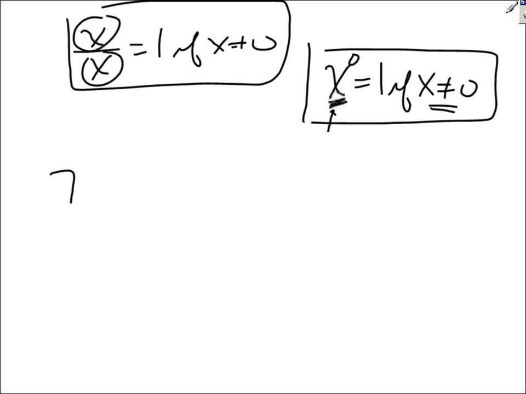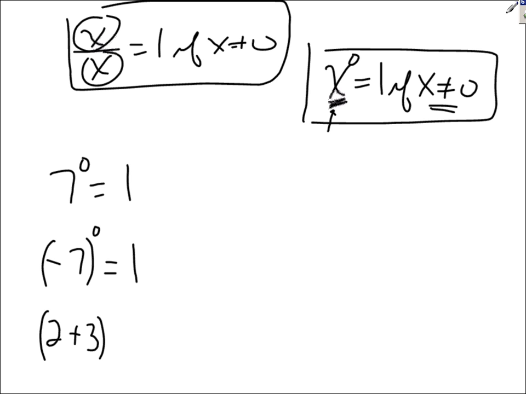The number I just wrote is not 0. Raise it to the 0 power, you get 1. This number is not 0. Raise it to the 0 power, get 1. 2 plus 3 is not 0. It's 5. Raise it to the 0 power, you get 1. That is, you get 5 to the 0 power. As long as the base is not 0, if you raise it to the 0 power, you get the number 1.